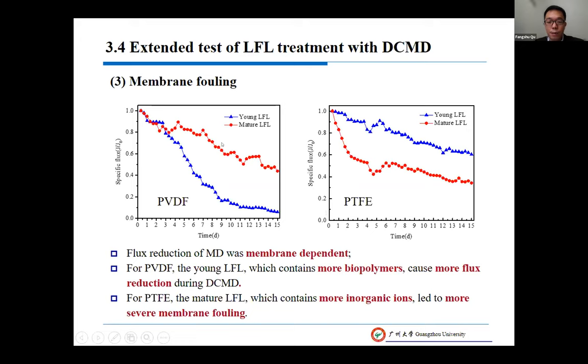For PVDF, the young landfill leachate, which contains more biopolymers, caused more flux reduction during MD. For PTFE, the mature landfill leachate caused more severe fouling because it contains more humic acid and organic ions.